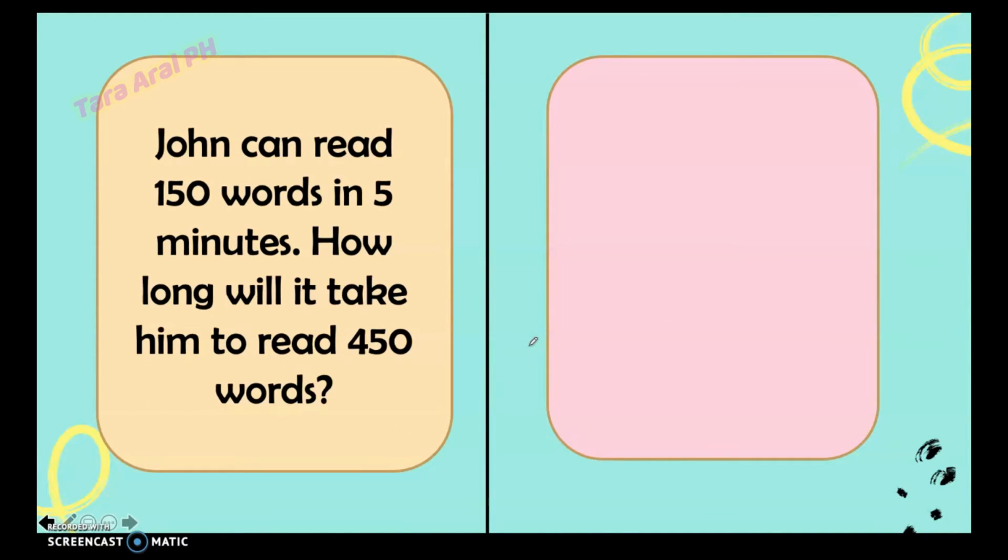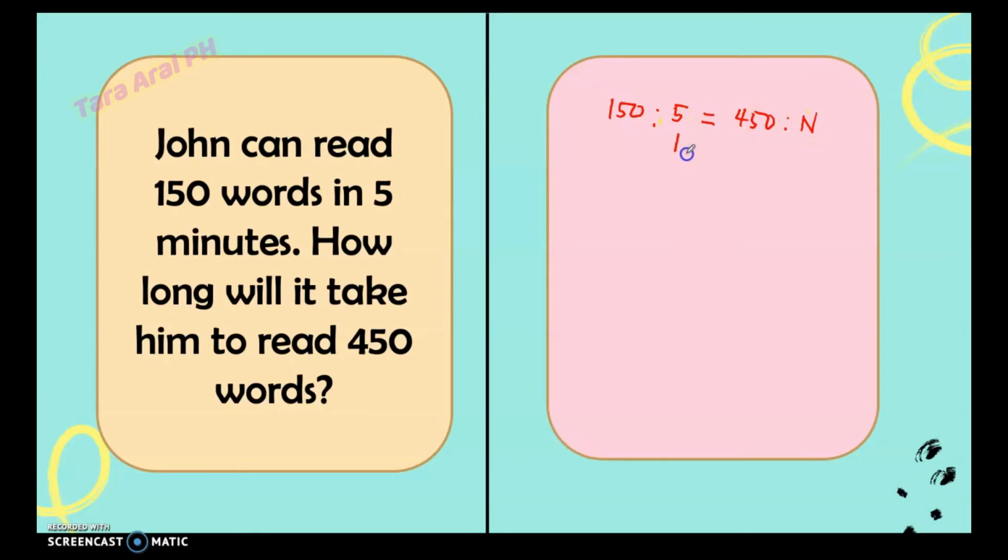Next, we have John can read 150 words in 5 minutes. How long will it take him to read 450 words? So let's use the proportion in solving this problem. So 150 words is to 5 minutes. So this is for the words, and this is for the time, which is 5 minutes. Then when you write the other equation, so how long will it take to read 450 words? So this is 450, and the missing there is the minutes or the time, how long.